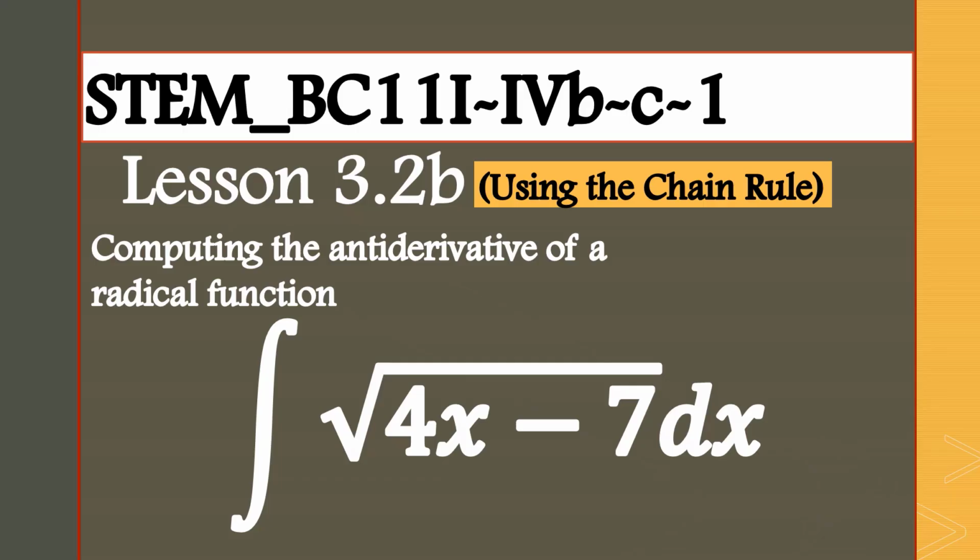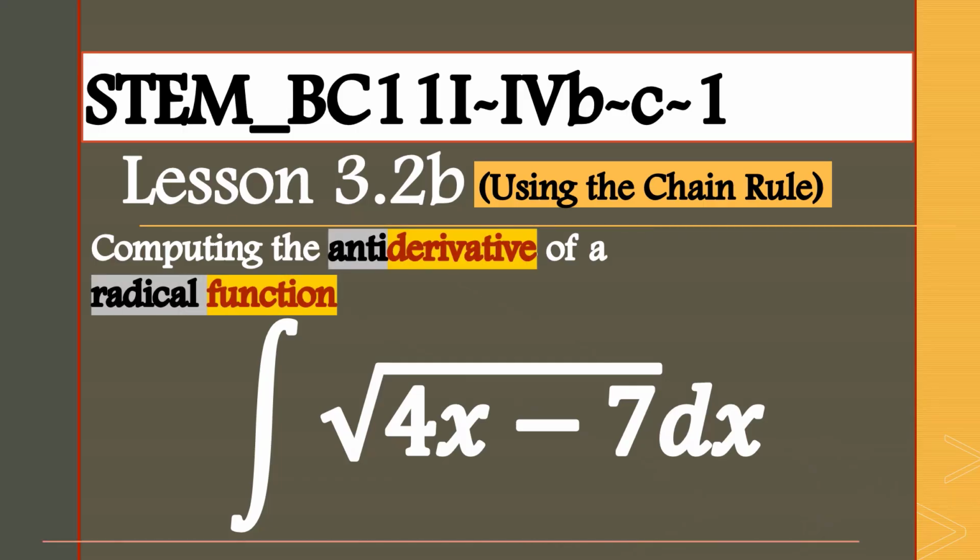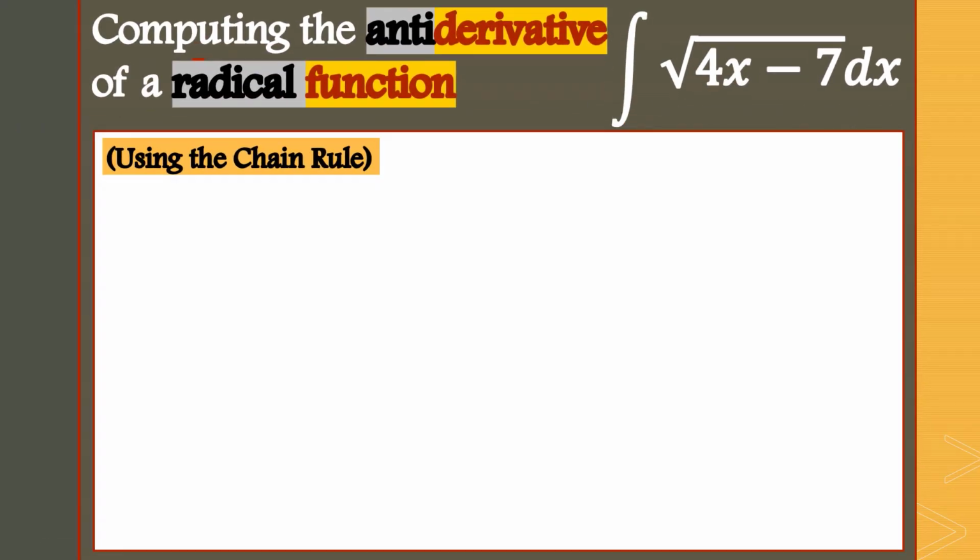Let's compute the antiderivative of this given radical function using the chain rule. In order for us to use the chain rule, we must first observe and show that this given function can be expressed as a composite function. So we're given here the integral of the square root of 4x minus 7 with respect to x.